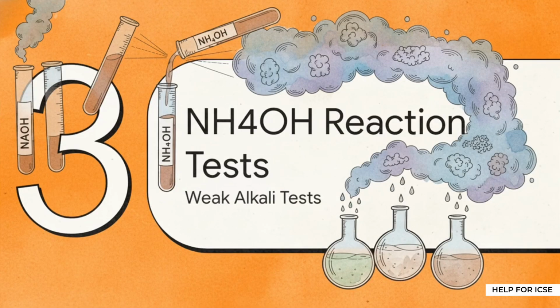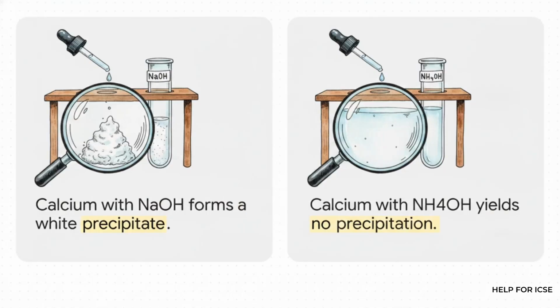Section 3. Ammonium hydroxide reaction tests. Our first major difference happens right out of the gate with calcium. Remember how it formed a white solid with our last reagent? Well, because ammonium hydroxide is a weak alkali, it has a much lower concentration of hydroxide ions.